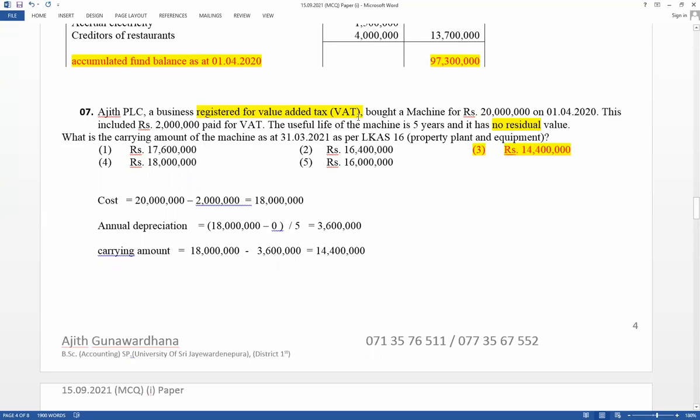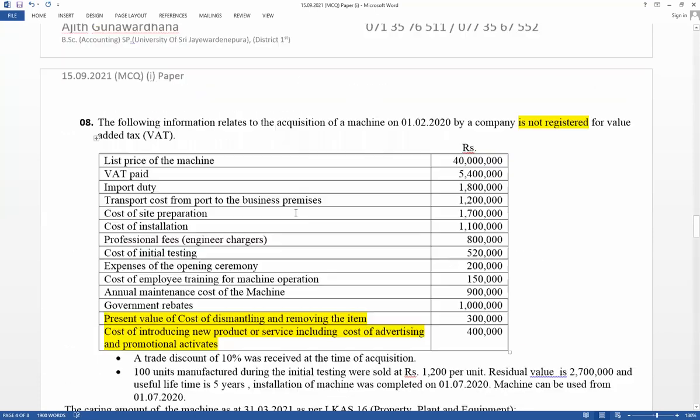Question number 7 I have discussed already. Business is registered for VAT. If our business is registered for VAT, VAT value should not be considered as a part of cost value. But in this example, business is not registered for VAT. If our business is not registered, VAT value also should be considered as a part of cost value. For the VAT එකත් asset එකේ cost එකක් වෙනවා.